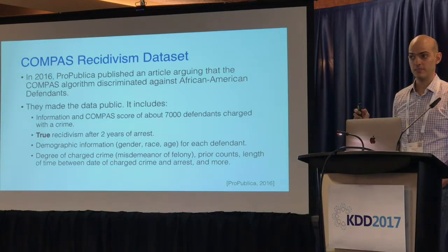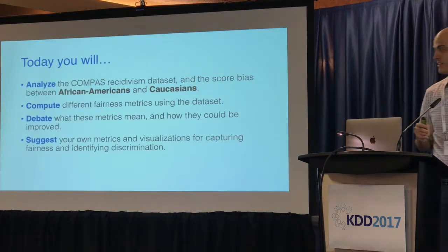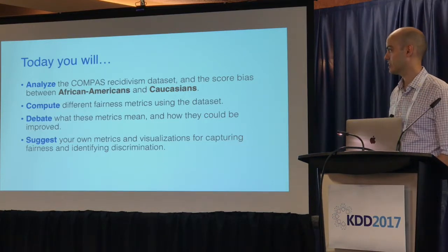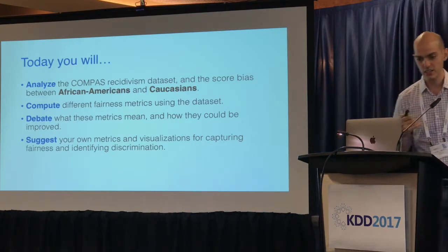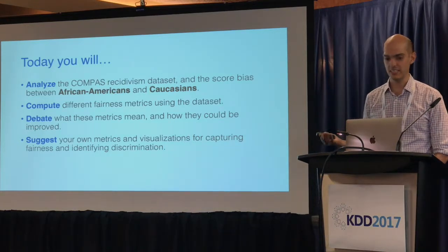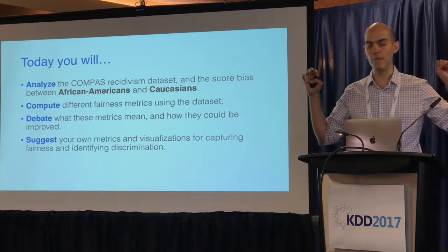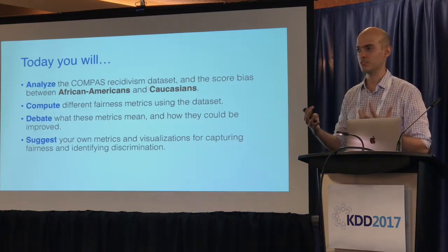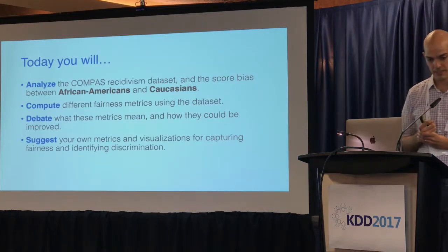Any questions? Okay, so these are the intended learning outcomes for today. Today you will analyze the COMPAS recidivism dataset and the score bias between African Americans and Caucasians. You will compute different fairness metrics on this data and debate what these metrics mean and how they can be improved. And really, this is not me telling you what it means. Hopefully you will go through this analysis and come to this conclusion on your own and have your own interesting interpretation of what's happening.